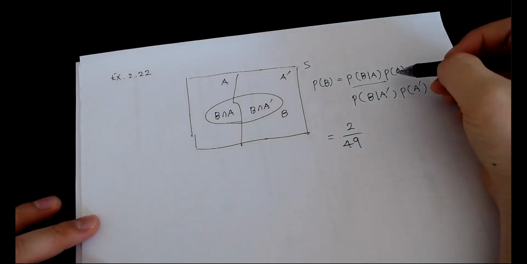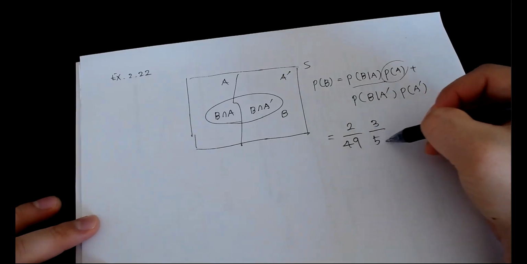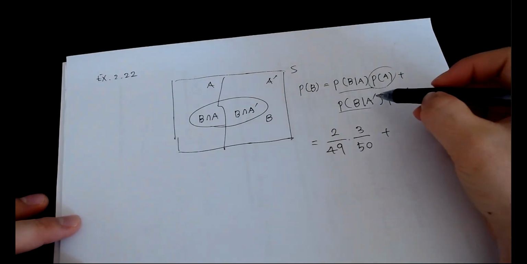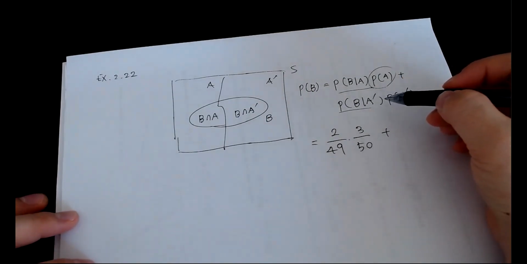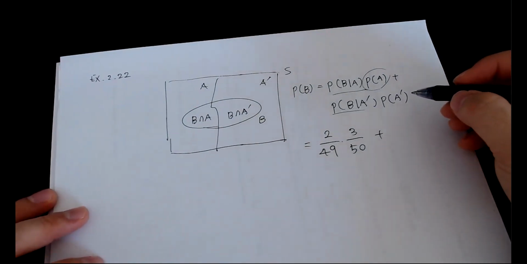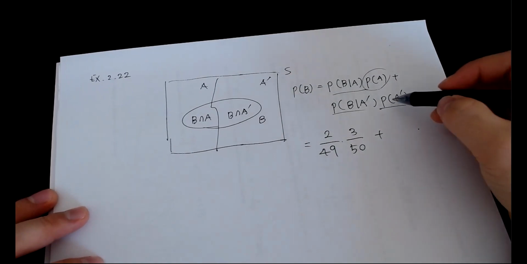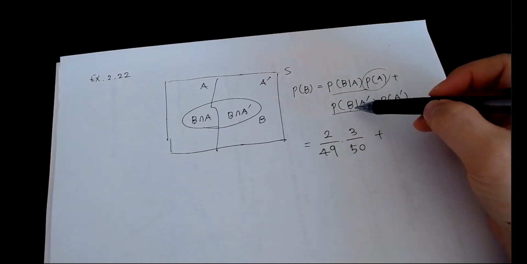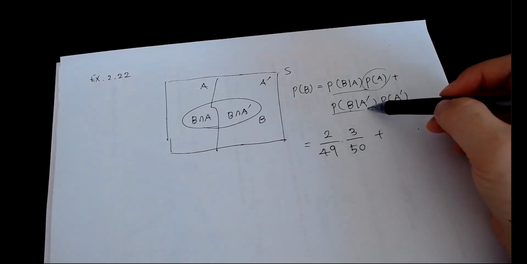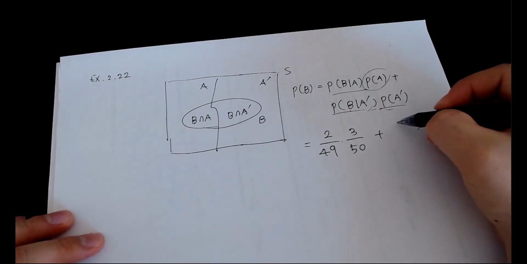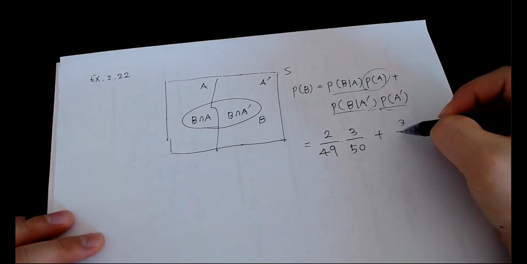Then what about the probability of A? It's 3 over 50, right? And then plus P of B given A prime times P of A prime. A prime is 47 over 50, right? Now what about the probability that we choose a defective part, given A prime, which means that we did not choose a defective part in the first try? This is just 3 over 49.